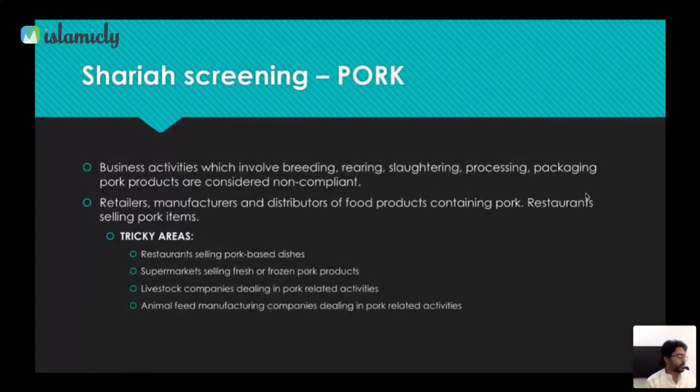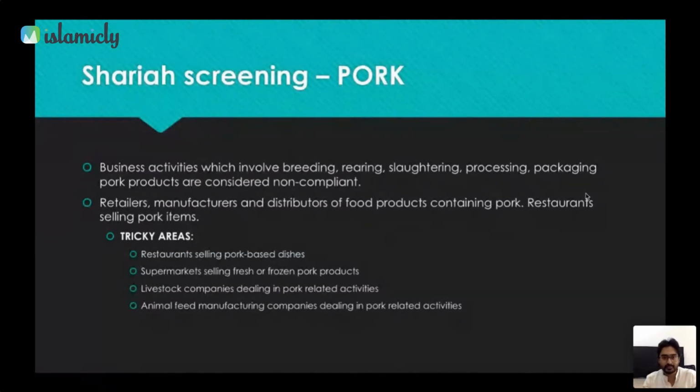Okay, let's move on to another simpler product, which is pork. Everybody must be very clear that pork is a non-compliant activity. Let's look at all the avenues from where companies might earn revenue from pork. Business activities which involve breeding, rearing, slaughtering, processing, packaging pork products are considered non-compliant. So there is a whole gamut of industries which could have revenue from pork, right?